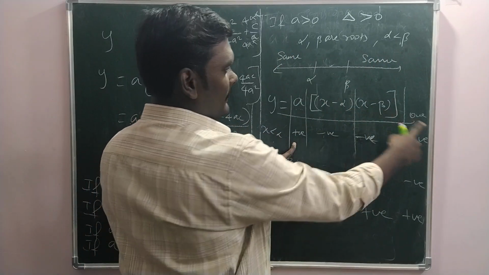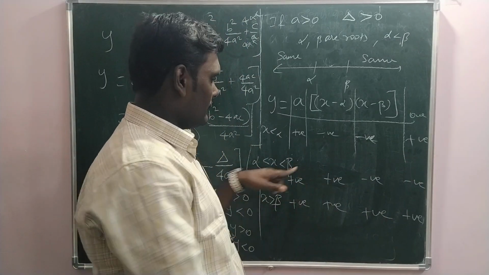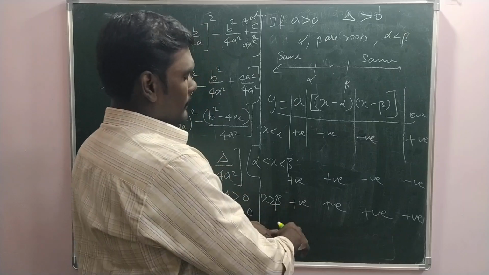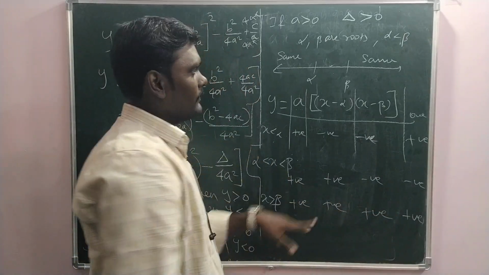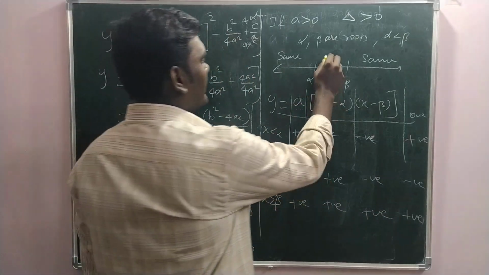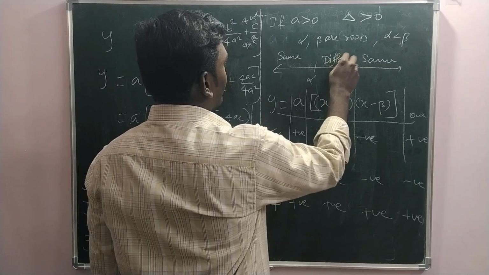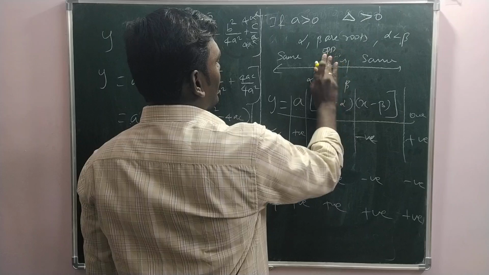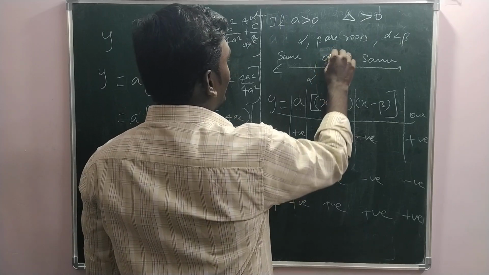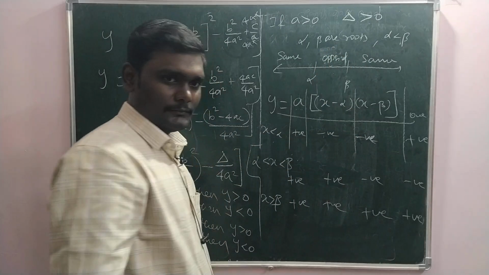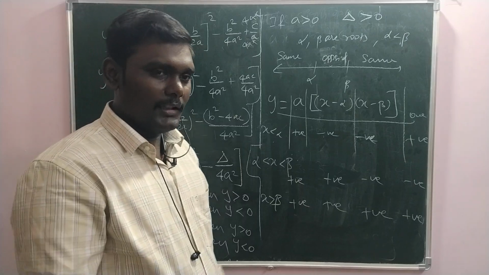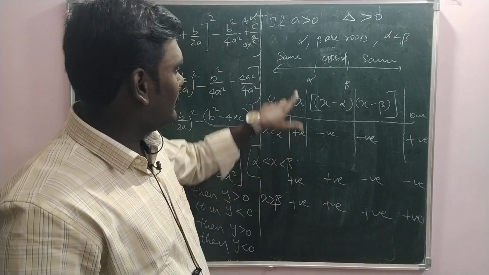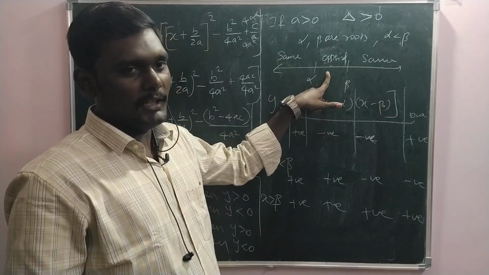If A is positive, y is also positive. If A is positive, sorry, this interval, y is also positive. In the middle interval only it will have a difference, the opposite sign, obviously. Okay, that is what this result is about. It is not mentioned whether positive or negative. Suppose positive means here also positive, there also positive, here negative.